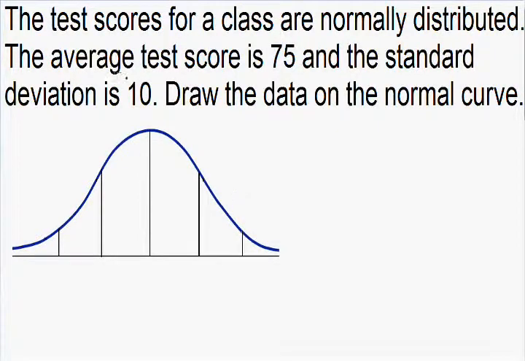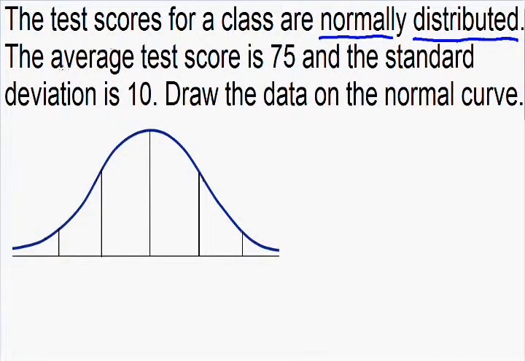Okay, so in this problem it says that the test scores for a class are normally distributed. This needs to be given to us. They need to tell us that the data is normally distributed, or you need to make a safe assumption that the data is in fact normally distributed. So now we know that it's normally distributed, so we can draw this normal curve.